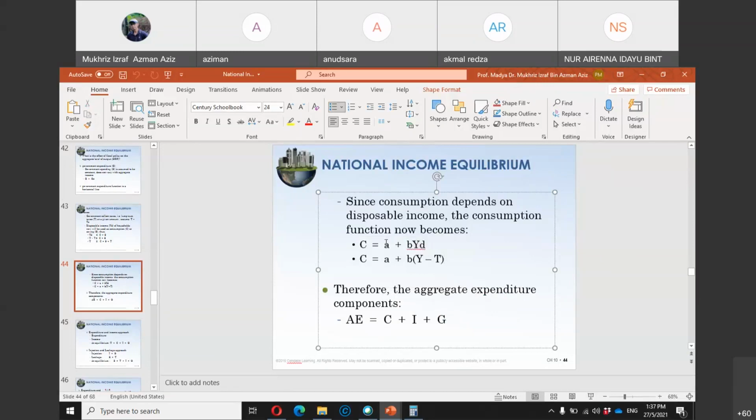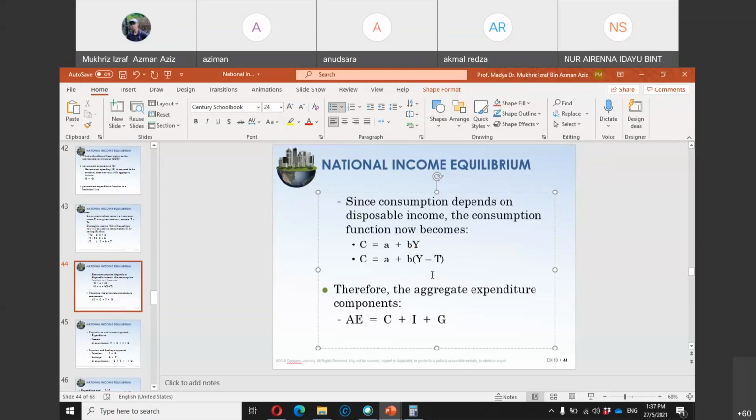C is equal to A plus BY. Remember, sometimes we use only the notation Y, and sometimes you can also use the notation YD, because YD is disposable income. Whenever you see the notation YD, how do you calculate it? YD is Y minus tax. So if you know the amount of tax, then you can calculate YD. If you're not given the value of tax, then you just use the notation Y.